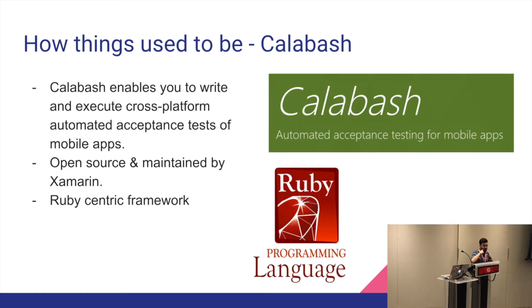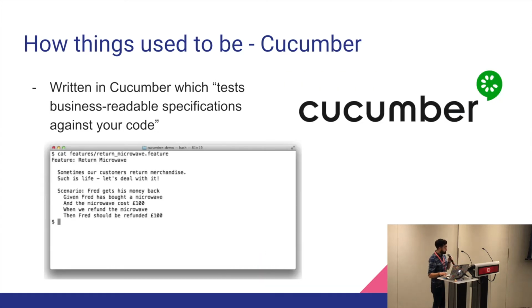And the idea behind it was that you could write your UI tests in one single place. And it would be BDD, so behavior driven. And the idea was that you could then do the same behavior actions for your iOS app as your Android app, or if you were unlucky enough, your Windows mobile app. And it's open source and it's maintained by Xamarin. Does anyone remember them? And it's a Ruby-centric framework as well.